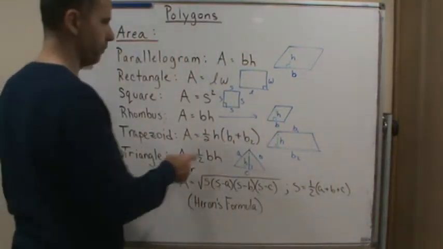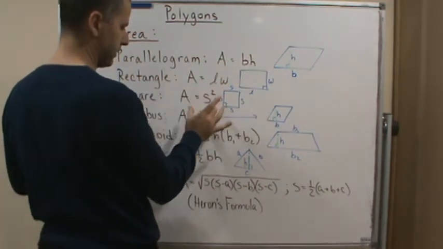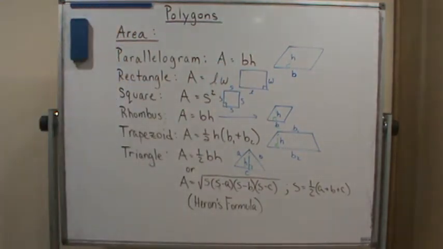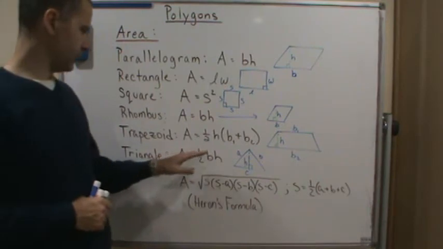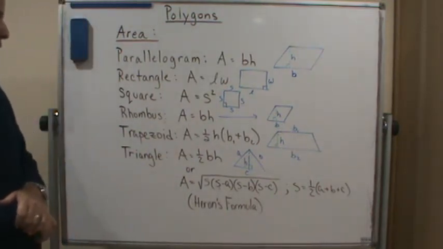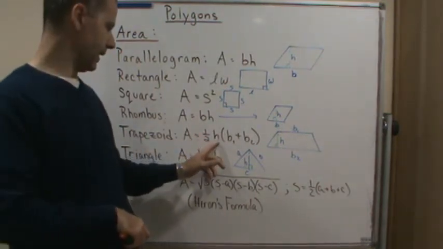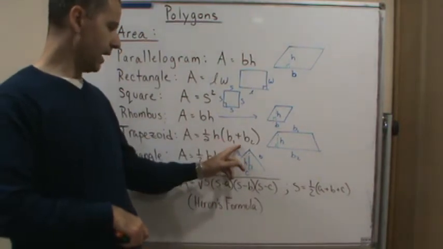So see a theme? That's basically base times height throughout the whole thing. And then we get the trapezoid, it changes. Now with the trapezoid, it's 1/2 times the height times the sum of the bases.